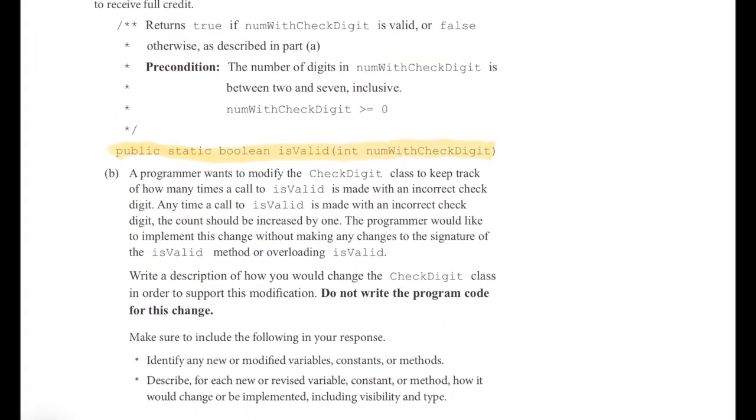Okay, the number of digits in numWithCheckDigit is between 2 and 7 inclusive. So I think that's fine. I think the way that we did it will work no matter how you do it.